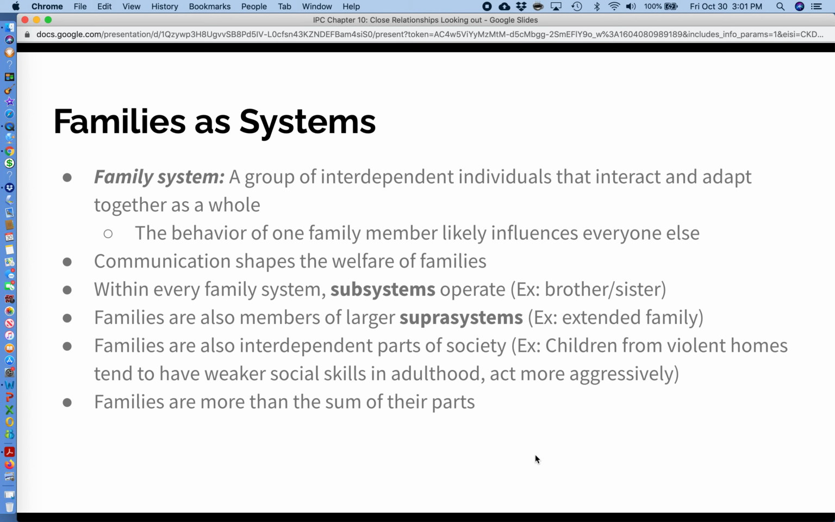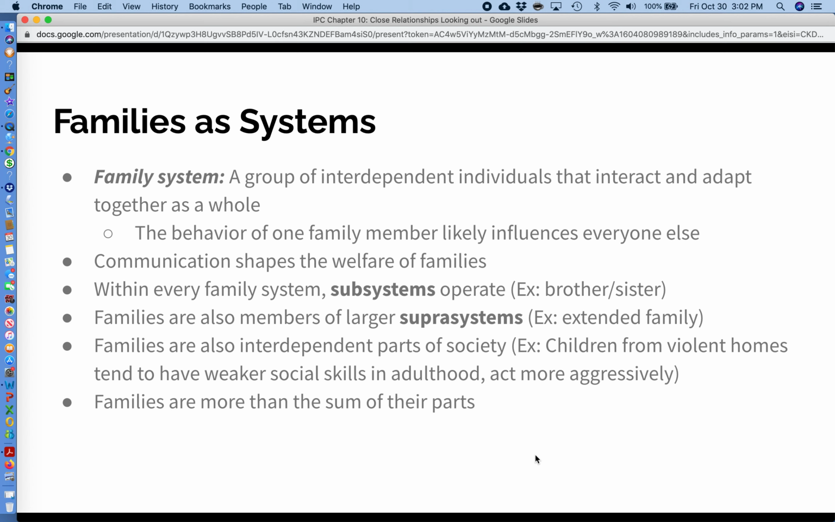Now, within every family system, we have subsystems that operate. So the family system might be mother, father, brother, sister, and the brother-sister relationship would be a subsystem of that larger family relationship. At the same time, families are also members of larger suprasystems. Suprasystems would be your extended family. So the mother, father, brother, sister are part of a much larger family where there are grandparents, aunts, uncles, cousins, second cousins, and so on.